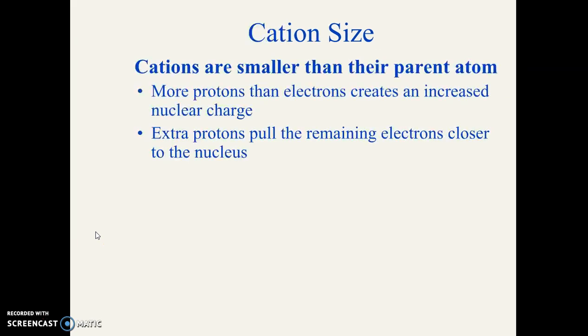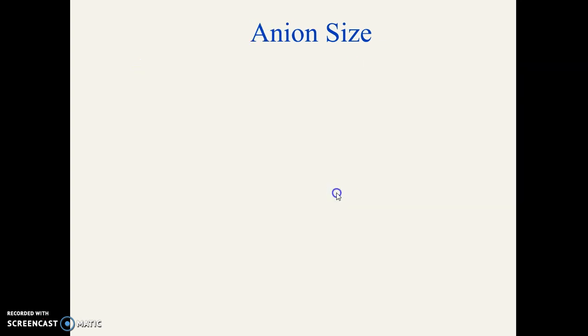Okay, so cations are smaller than their parent atom. They have more protons than electrons. So again, you have an increased nuclear charge. You have extra protons, they're going to pull those remaining electrons closer into the nucleus. So the same reason why the atoms get smaller as you go across. If I increase the number of protons, they just are going to get smaller.